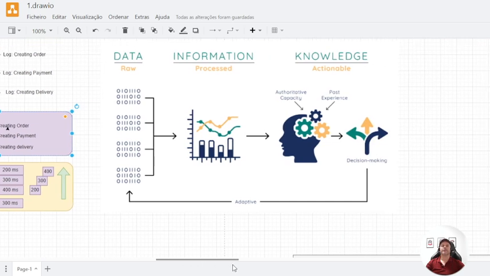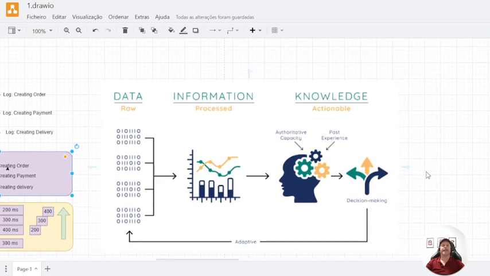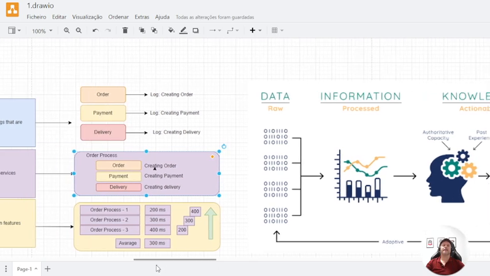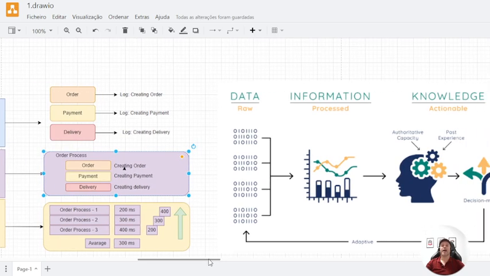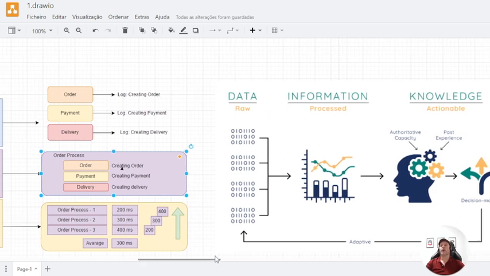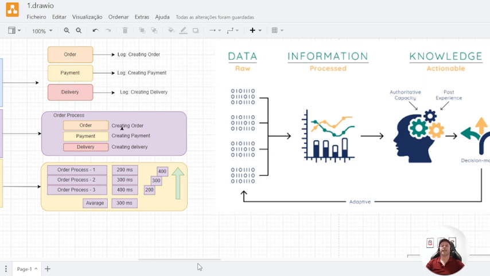To transport this to IT, we have the data, the information, and the knowledge. The data, we could say, is a log. It's a piece. When we have information, we have a processed log. We have a trace. You could understand one entire process. And we have knowledge. Knowledge is the metrics. The metrics create knowledge about a system.